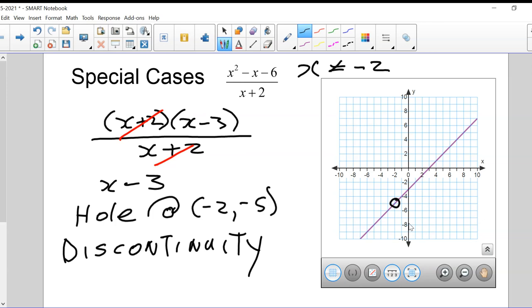I want to make sure. So this is the term that we'd use, which is a type of discontinuity, but not a vertical asymptote. Okay, I just want to make sure that's clear to everybody. Let's get the terminology right here.